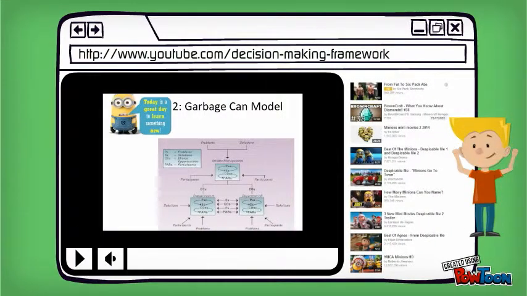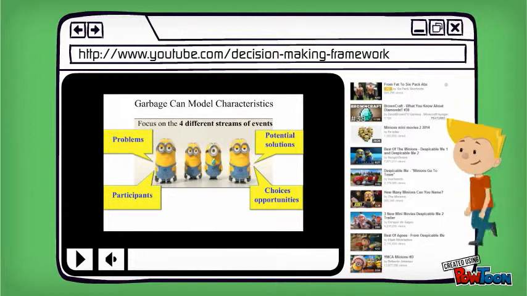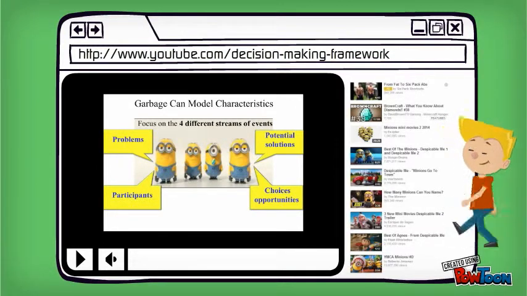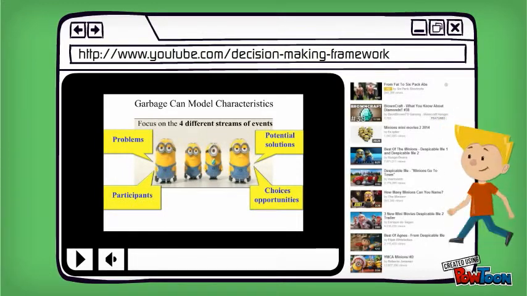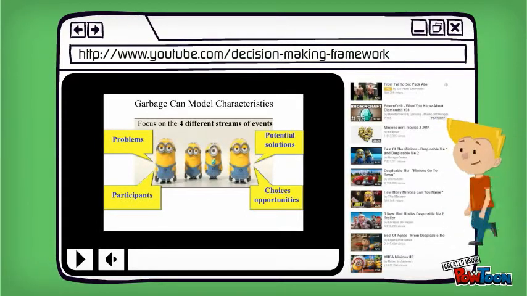The other approach we talked about before is the garbage can model. Here are all the processes of the model. The characteristic of the garbage can model is about 4 different streams of events. They are problems, potential solutions, participants, and choice opportunities. Problem identification and problem solution may not be connected to each other. The 4 different streams all run through the organization's processes, so decisions are independent of the outcome of the streams of events.